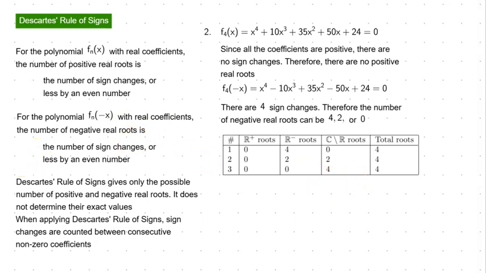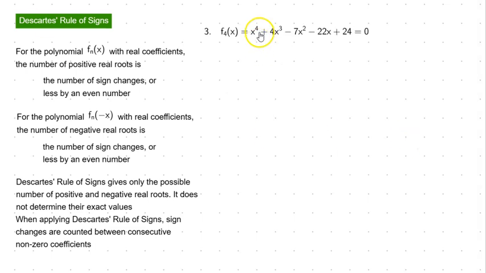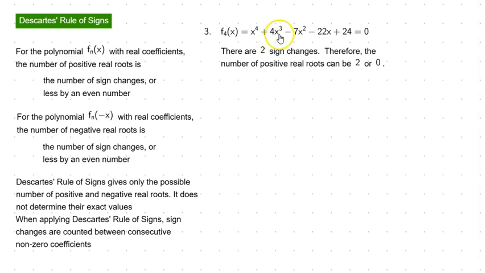Let's look at the third example. Now here we have x to the power of 4 plus 4x cubed minus 7x squared minus 22x plus 24 equal to 0. There is no sign change here. 1, no change. 2. So there are 2 sign changes. Therefore, the number of positive real roots can be 2 or 0.